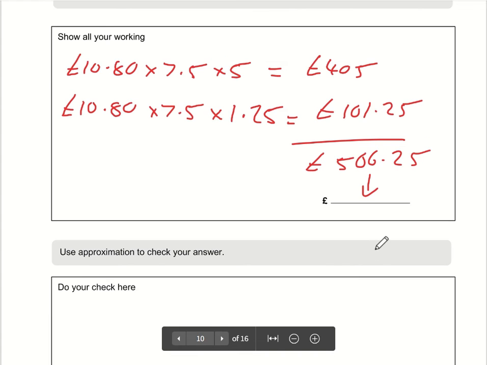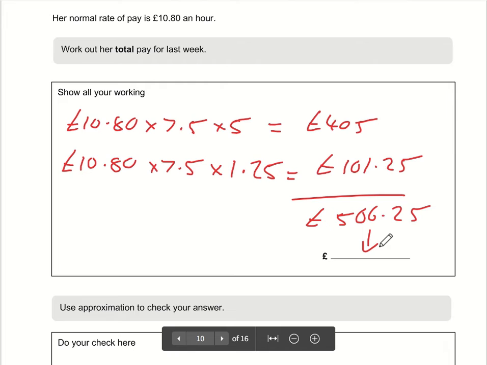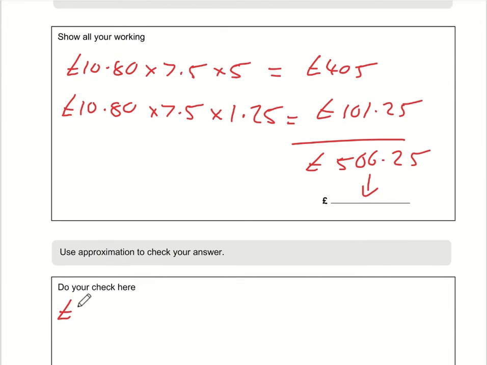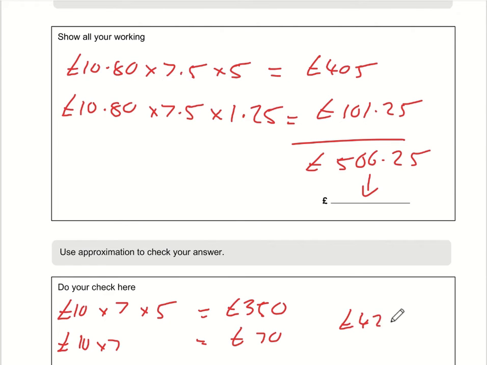Use an approximation to check your answer. Okay, well, we could call £10.80, we could just call that £10 times by 7 times by 5. 7 times 5 is 35, times 10 is 350. And then we'll call that 10 times by 7. Let's just call that 1 as well. 10 times 7 is 70. Add them together, 420. Well, it's not massively satisfactory, but we're not a million miles away, so that's probably going to be fine.